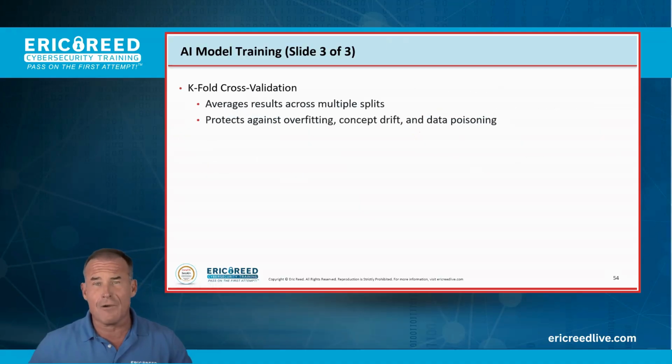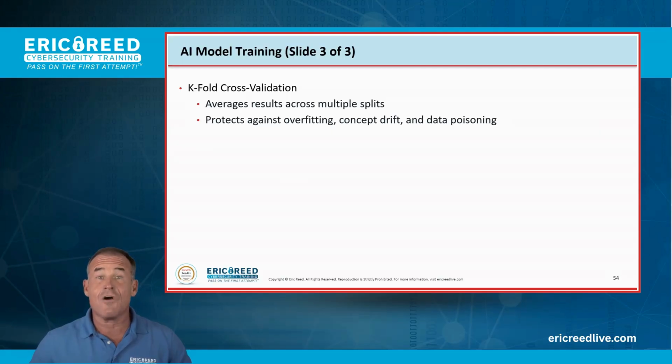A stronger evaluation method is called K-fold cross-validation. In this case, K represents the number of equal data splits, which are also called folds. A fold is simply one portion of the data set. Example, with K equaling 5, the data is divided into 5 folds. The model is trained multiple times, each time holding one fold out for testing. The remaining folds are used for training. The final score is the average across all runs, producing a more reliable evaluation.